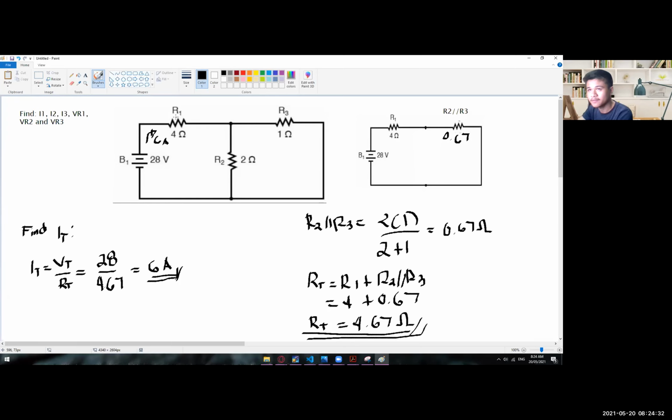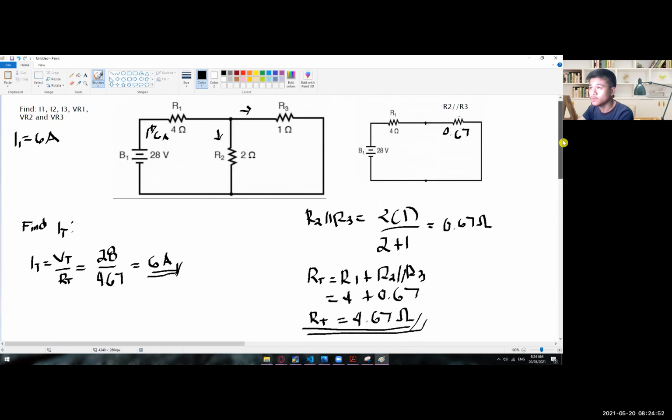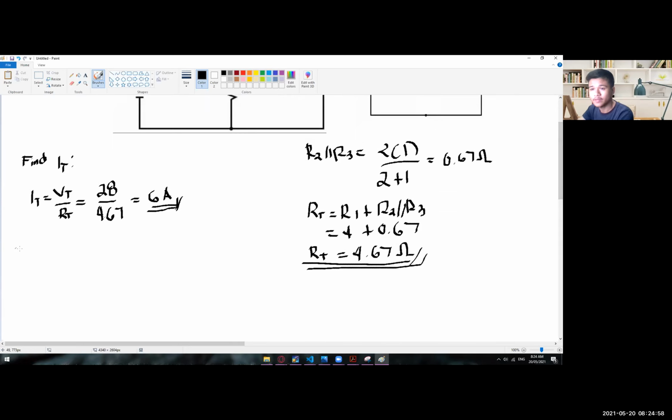And then right here for the I1, this one is now having a current of 6 amps. So I1 is already answered. But at this point, we don't know since they will split. Some of the current will go to R3 and then some of the current will go to R2. So what we need to do for us to be able to solve the VR1, VR2, and VR3, we need this formula first.